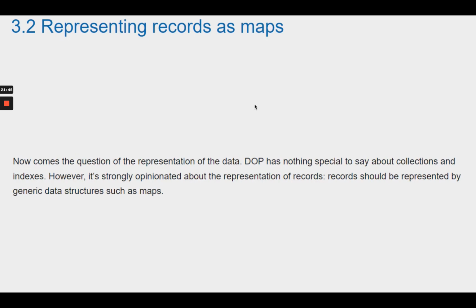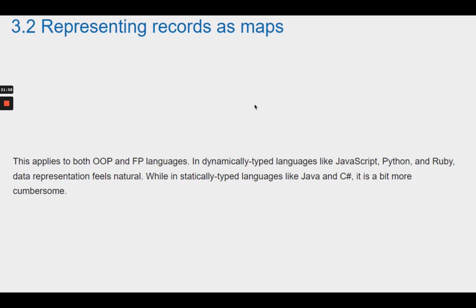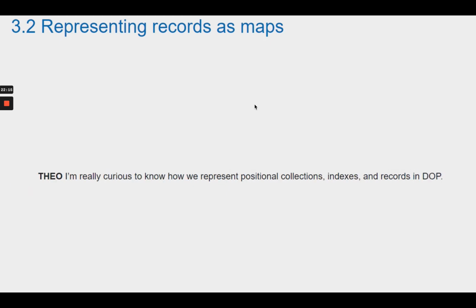DOP has nothing special to say about collections and indexes. However, it's strongly opinionated about the representation of records. Records should be represented by generic data structures, such as maps. This applies to both OOP and FP languages. In dynamically typed languages like JavaScript, Python, and Ruby, data representation feels natural, while in statically typed languages like Java and C#, it is a bit more cumbersome. Theo, I'm really curious to know how we represent positional collections, indexes, and records in DOP.